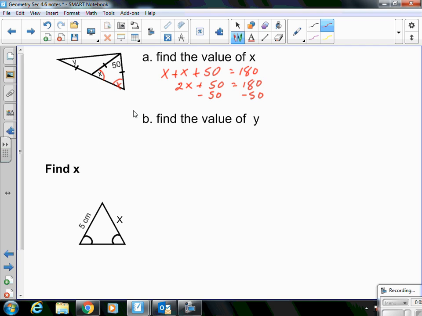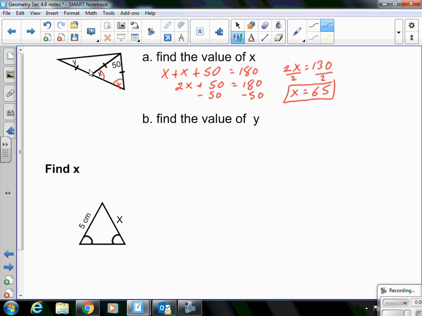50 from both sides. That gives us 2x equals 130. And then divide by 2. So our x value is going to be 65. And then to solve for the y, we look in the y triangle.